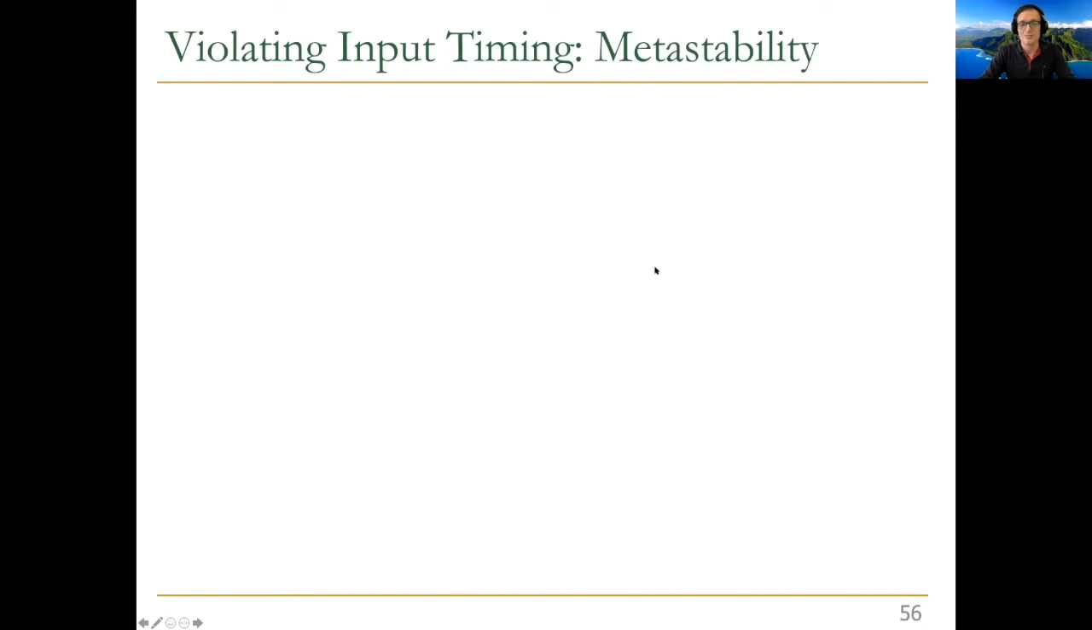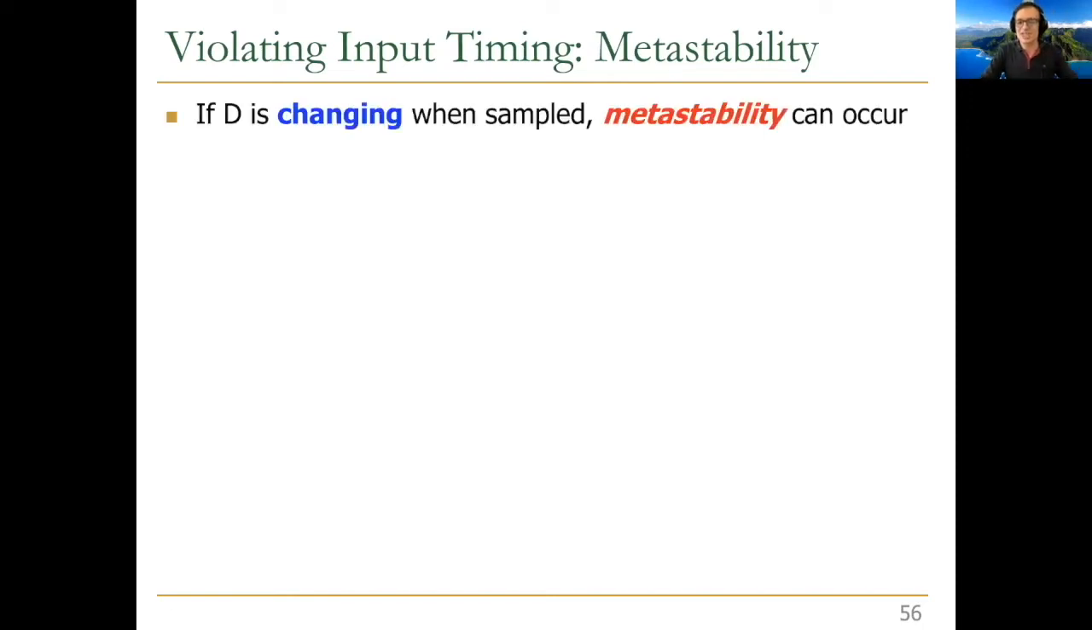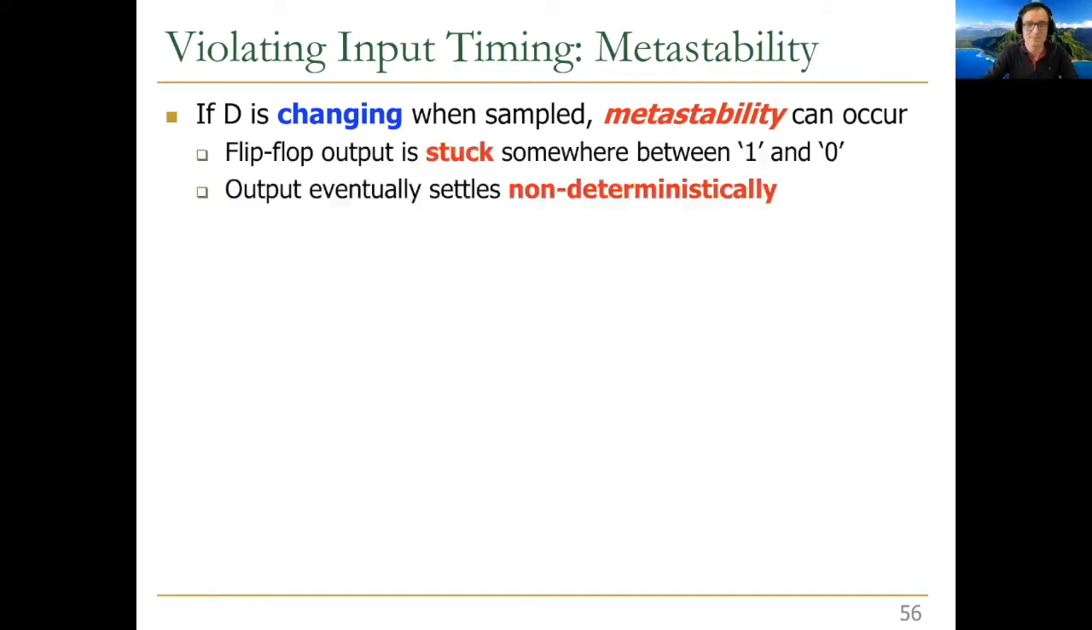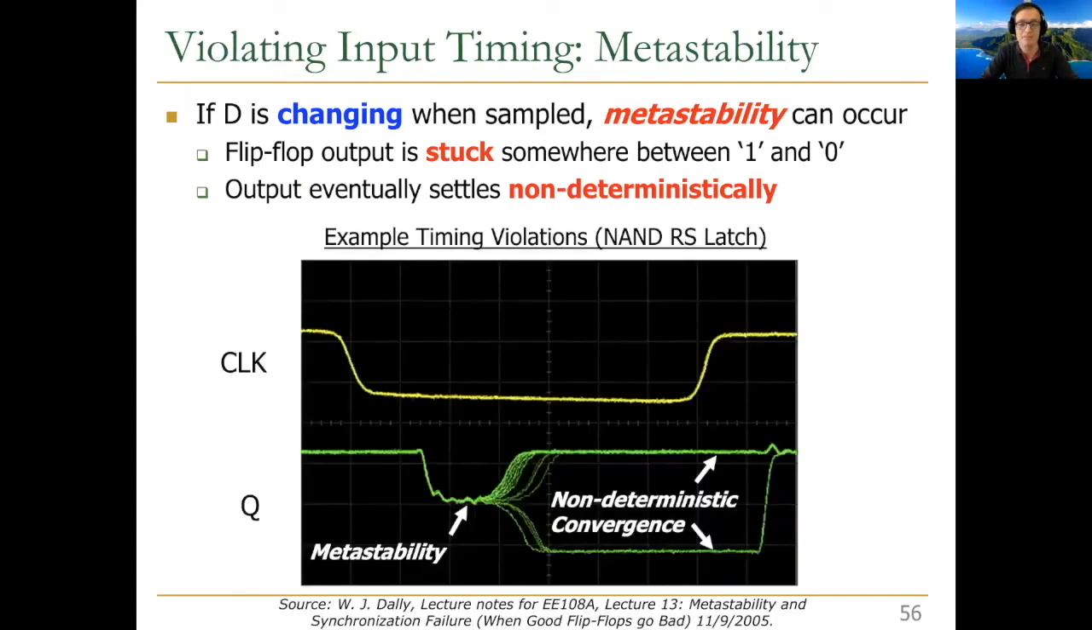Okay, so before we go into this, let's talk very briefly about metastability. Basically, if D is changing while it's sampled, metastability can occur. And this was also something we discussed when we talked about the SR latch, right? Essentially, the flip-flop output becomes stuck somewhere between 1 and 0, and the output eventually settles non-deterministically. You don't actually know what it will settle to. It may settle based on the variation in some components of the circuit, for example. And this is one example of metastability.